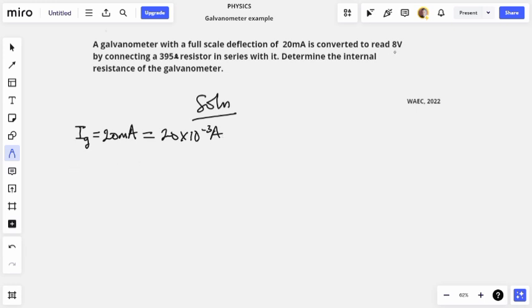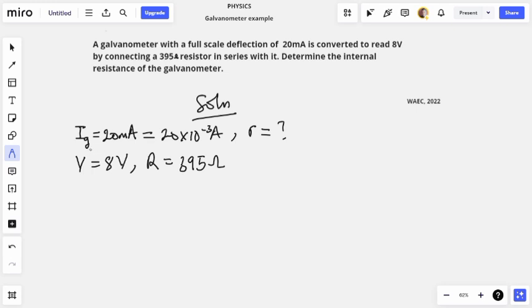The next parameter here is it's converted to read 8 volts. That 8 volts represents the voltmeter reading. V equals 8 volts. And then by connecting a resistor, the resistor connected in series with the galvanometer is 395 ohms. So determine the internal resistance of the galvanometer. Internal resistance, small letter r, is what we are looking for.